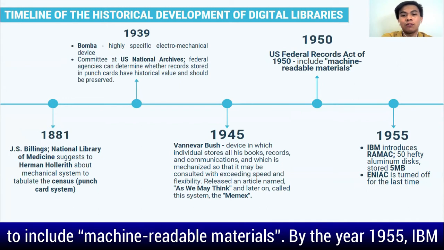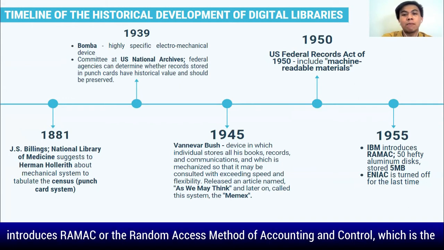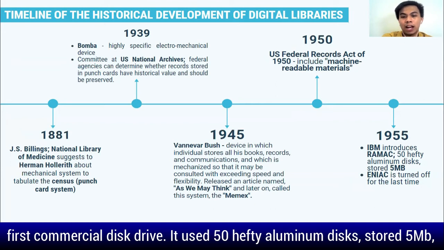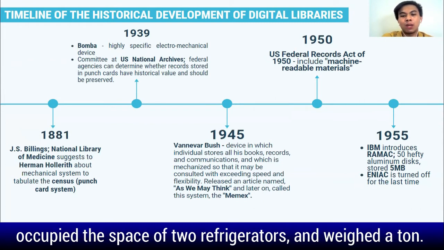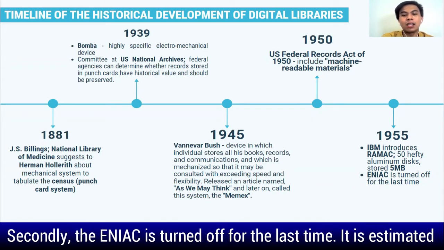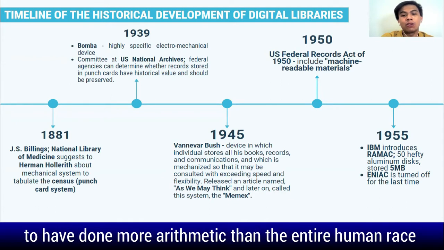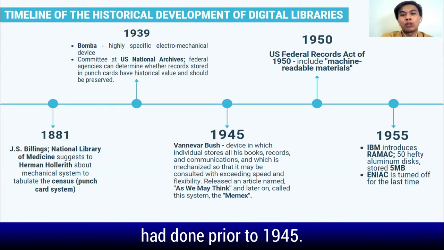By the year 1955, IBM introduces RAMAC, or the Random Access Method of Accounting and Control, which is the first commercial disk drive. It used 50 hefty aluminum disks, stored 5 MB, occupied the space of 2 refrigerators, and weighed a ton. Secondly, the ENIAC is turned off for the last time. It is estimated to have done more arithmetic than the entire human race had done prior to 1945.